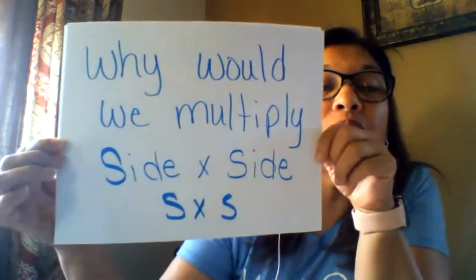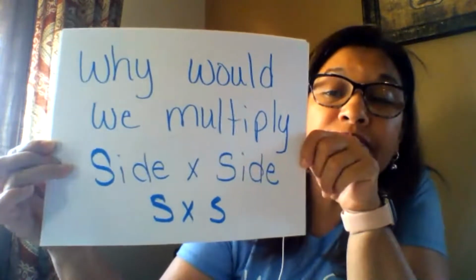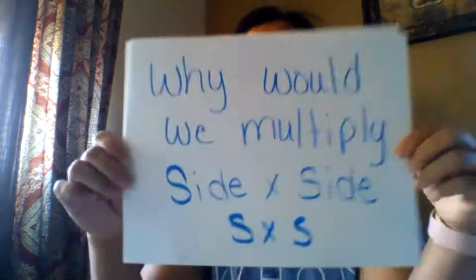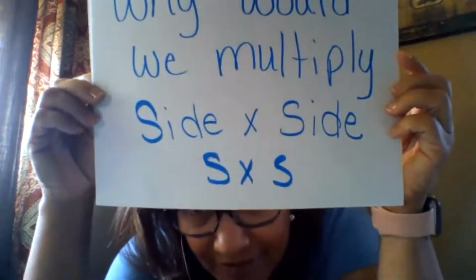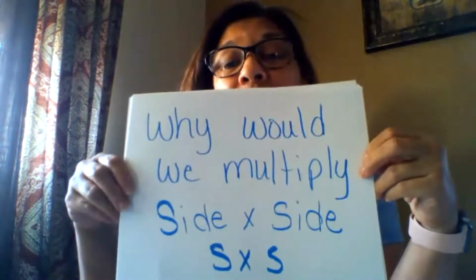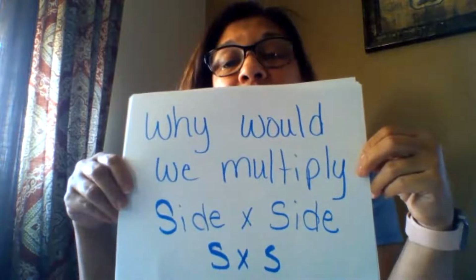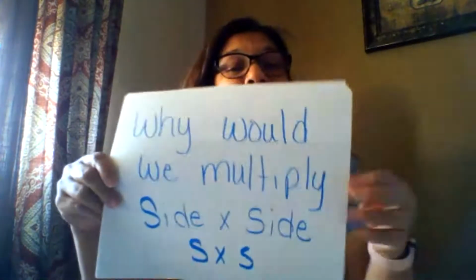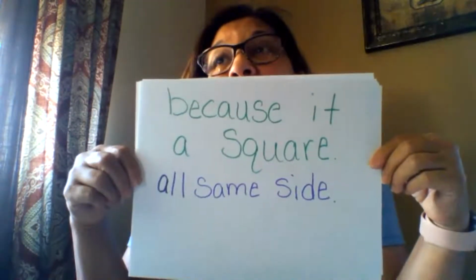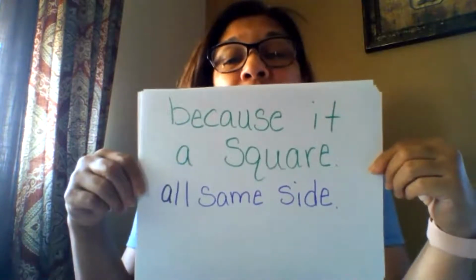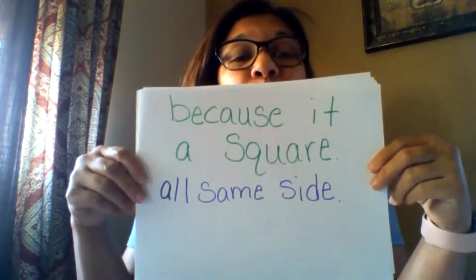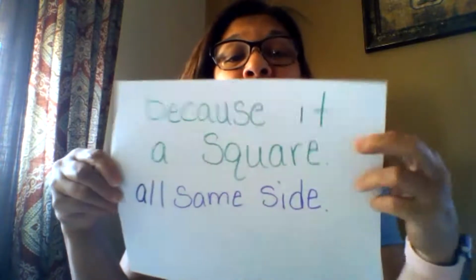So why would we multiply side times side? Because it might be a square. Is that the only time we do that, when it's a square? Or a rectangle? Would you do side times side on a rectangle, Nina? No. Because they're the same size, right? That's the only time we would do side times side: if it's a square, because all sides are equal.